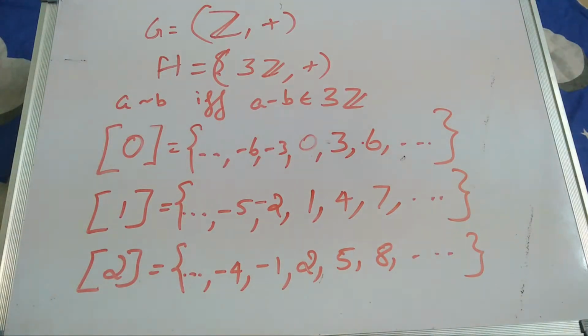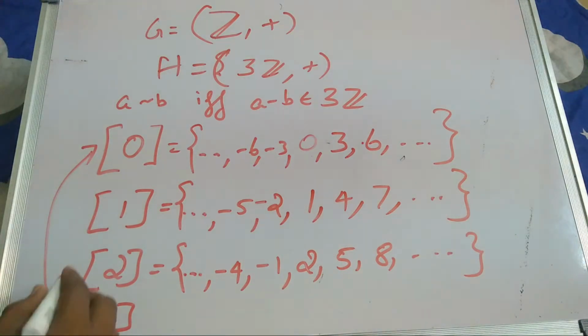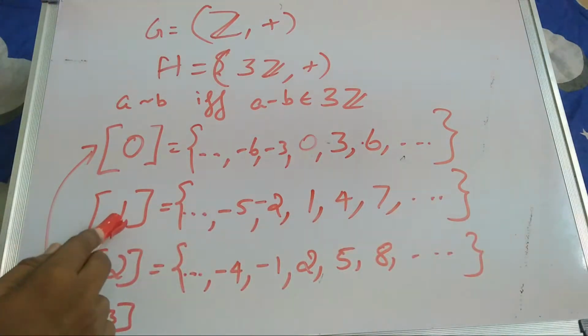The reason is, the next obvious guess is what will be the equivalence class of 3, but 3 is here. So the equivalence class of 3 is going to be the same as the equivalence class of 0. The equivalence class of 2 is going to be the same as the equivalence class of 5. The equivalence class of 1 is going to be the same as the equivalence class of 4, because we are collecting all elements related to 1.